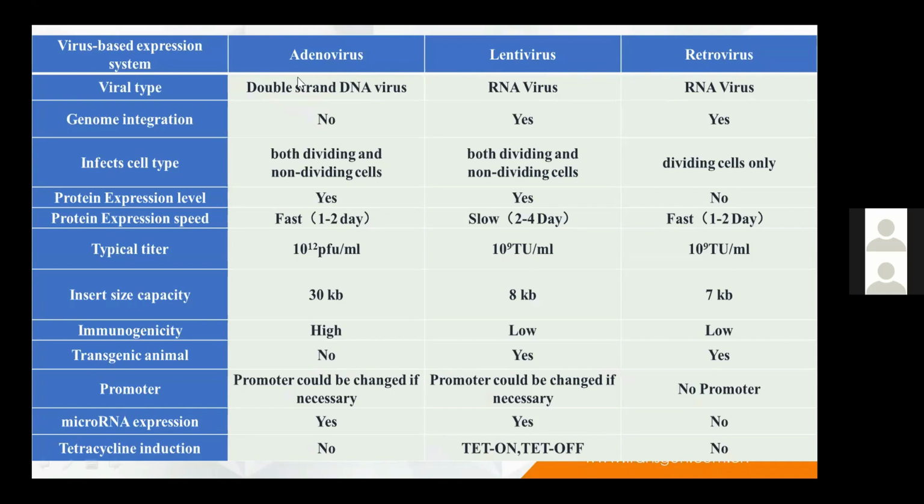The viral types are different. The adenovirus is a double-stranded DNA virus, and the lentivirus and the retrovirus are RNA viruses. So in this case, there's genome integration in the whole systems. The adenovirus will not integrate its plasmid into the genomic DNA, so it's very safe for us to use in human therapy systems. But the lentivirus shows a very high risk of integrating the genes into the genomic DNA. So during the whole systems, maybe the lentivirus shows a high risk for human therapy.